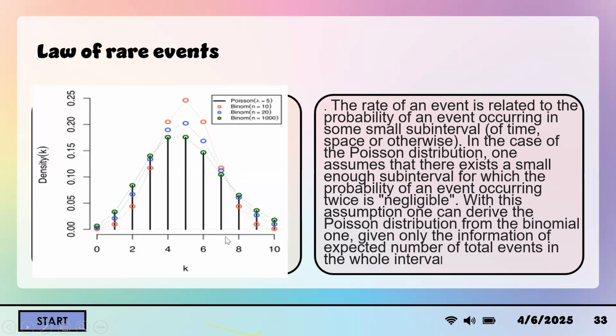Law of rare events, for example, cited here. The rate of an event is related to the probability of an event occurring in some small sub-interval of time, space, or otherwise. In the case of Poisson distribution, one assumes that there exists a small enough sub-interval for which the probability of an event occurring twice is negligible. With this assumption, one can derive the Poisson distribution from the binomial one, given only the information of its expected number of total events in the whole interval.